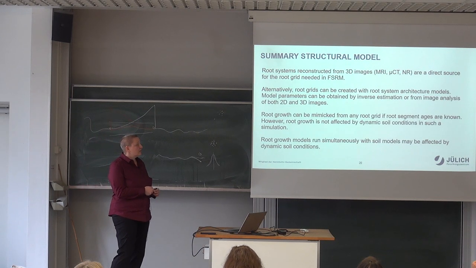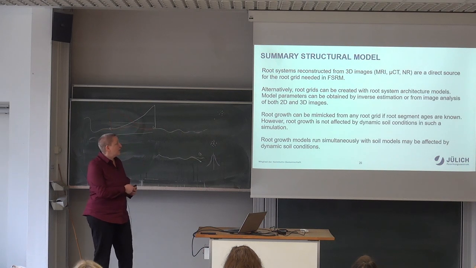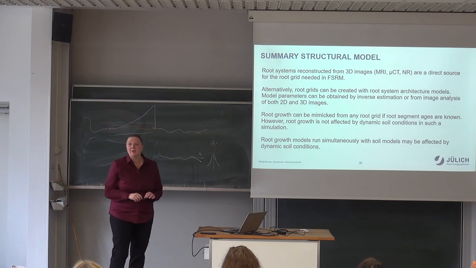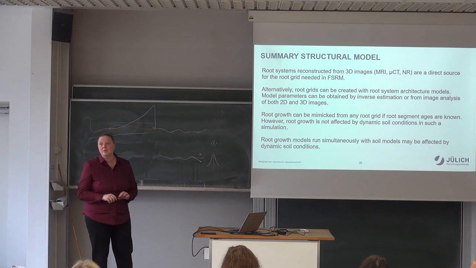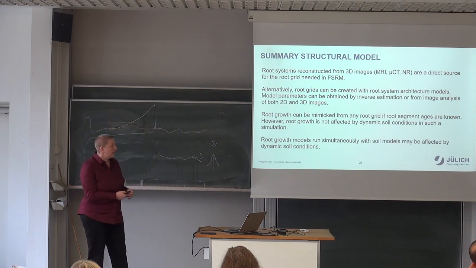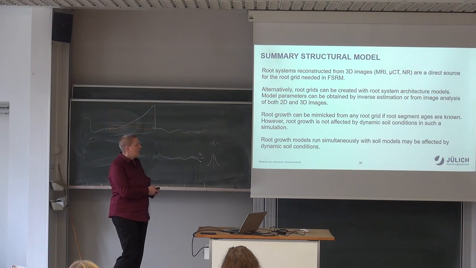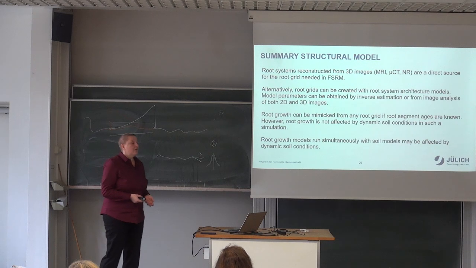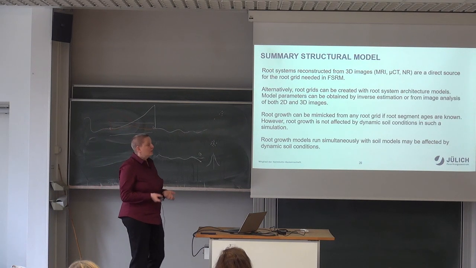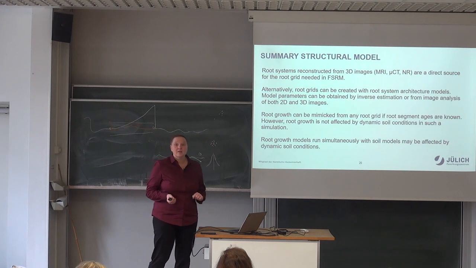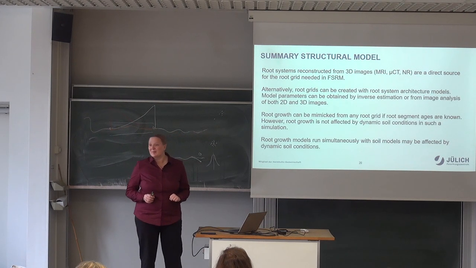If we know the root segment age, we can mimic the root growth from a final root grid, but that would mean that the root growth is not affected by dynamically changing soil conditions in the simulation. And the most complex way of making a simulation is to run the growth model simultaneously with a soil model, where the dynamically changing soil conditions may also affect the root growth and the root architecture, like in the example I showed you with the chemotropism.